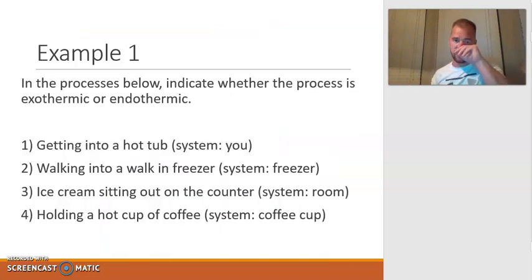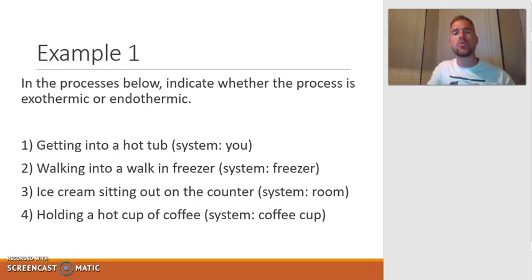So in the last minute and a half of this video, we're going to do an example where I have 4 processes below, and I've identified the system for you. I have to do that, otherwise you can't answer this question. In the processes below, I want you to indicate whether the process is exothermic or endothermic. Let's do the first one as an example.